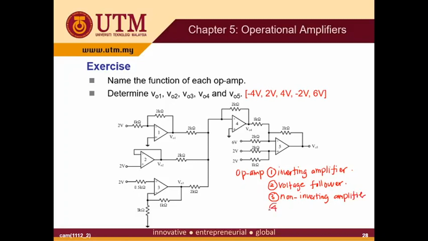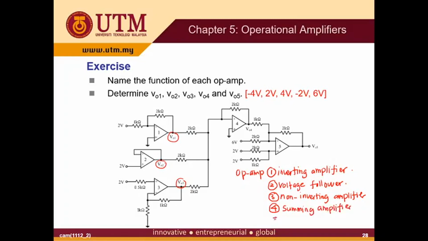For number 4, we have multiple inputs. V out 1, V out 2, and V out 3 will be the inputs of op-amp number 4. The input is going to the inverting port. Then we have negative feedback. So this is the summing amplifier, where we sum all these 3 voltages.